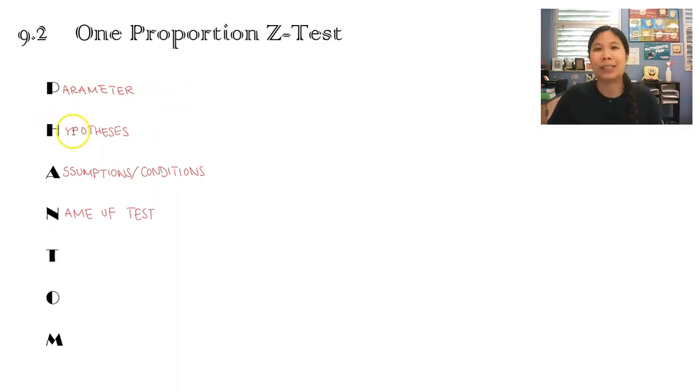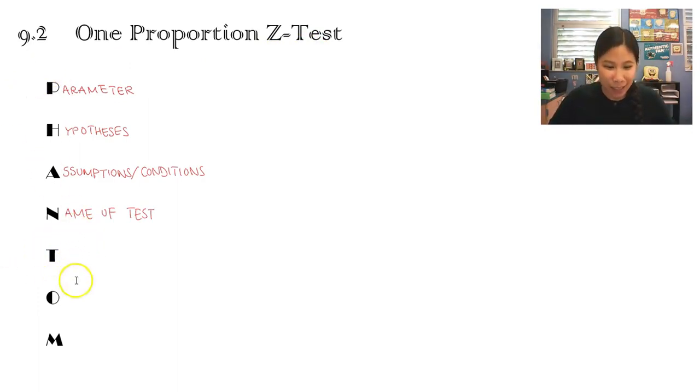Then in the hypotheses, this is the whole point of a hypothesis test. We have to state our hypotheses. So our null hypothesis and our alternative hypothesis, we would just want to state those in symbols. Next, this is something that's familiar to you, the assumptions and conditions, which is the same as what we've been doing with our confidence intervals. And then N stands for name of the test. So in this section, we will only have one name so far, just the one proportion z-test. And again, the name changes based on the type of problem that you have. Is it a proportion? Is it a mean? And so on.